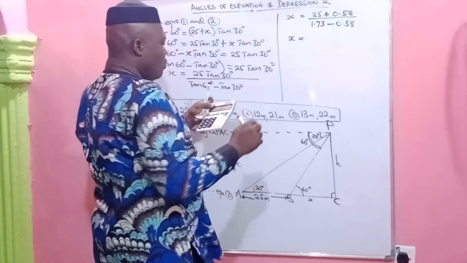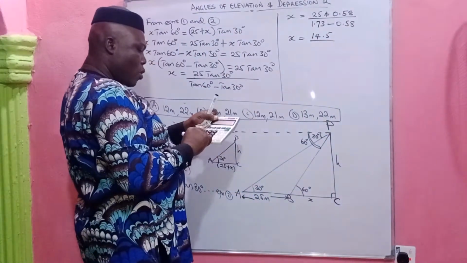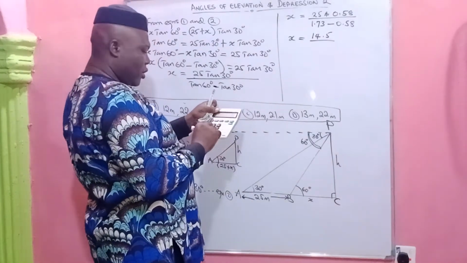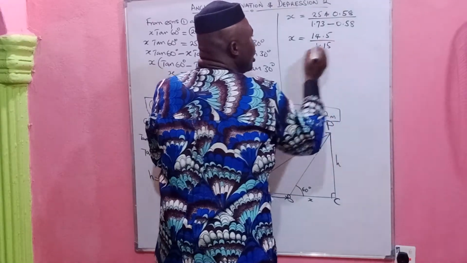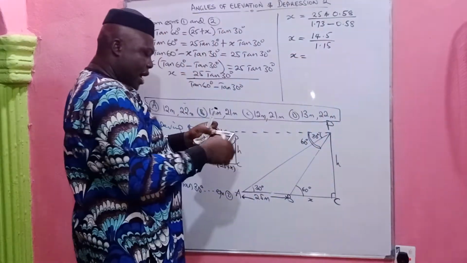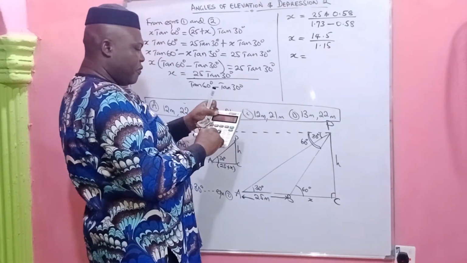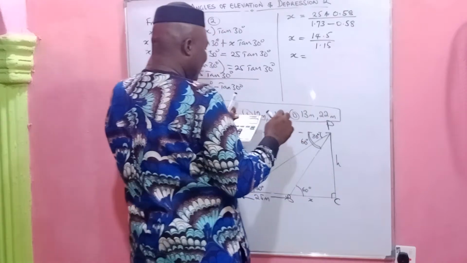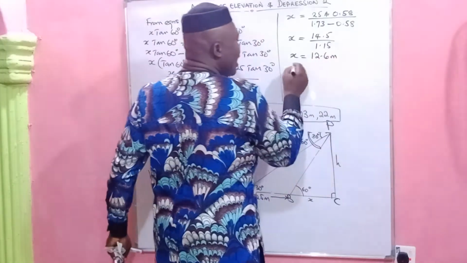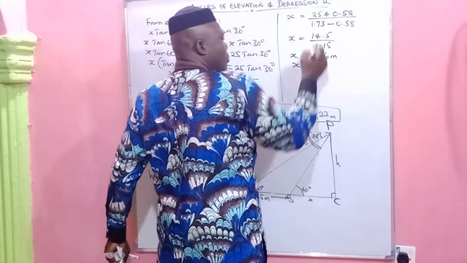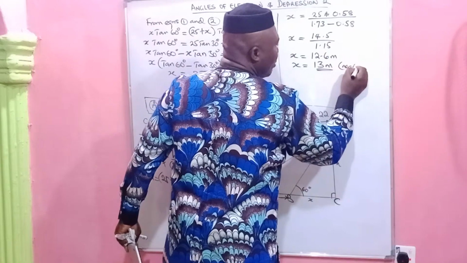So that our x will be equal to 25 times 0.58, which will give us 14.5, all over 1.73 minus 0.58, so you have 1.15. Now our x will simply be 14.5 divided by 1.15, and that will give us 12.6 meters, which is approximately 13 meters to the nearest whole number.